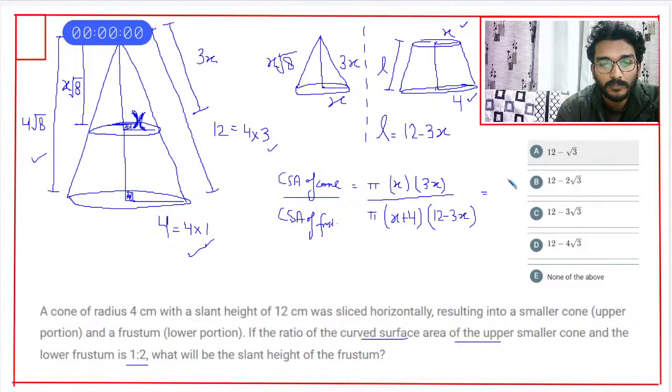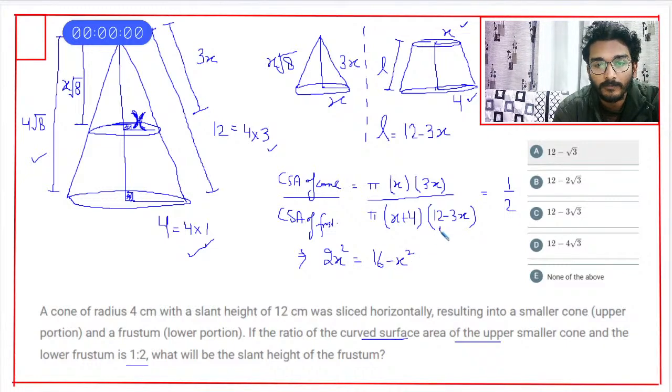So this ratio is given to us as 1:2. I can clearly see 3 will cancel out when I take the common. Pi is getting cancelled out. I am having 2x square, and there I am having 16 minus x square. When I take 3 common, I will get 4 minus x there. Okay. So it is the a plus b and a minus b identity. I am getting x value equal to 16 by 3. x equal to 4 by root 3. So that's my x value.